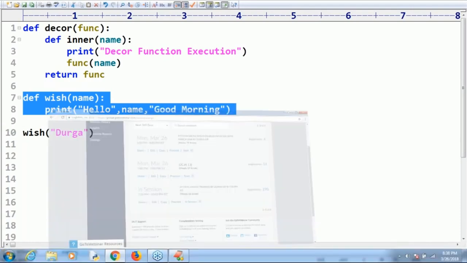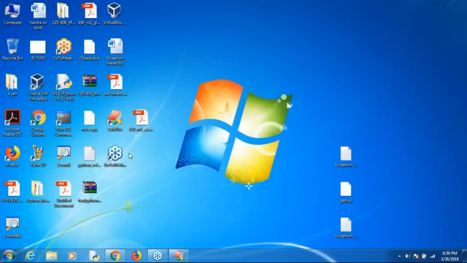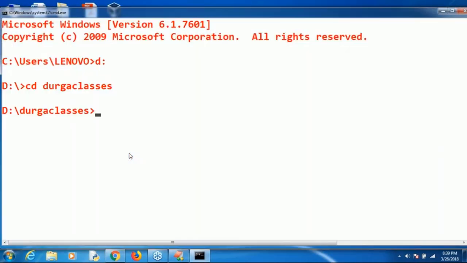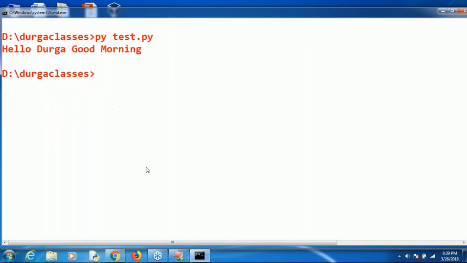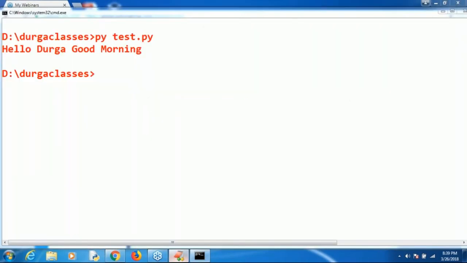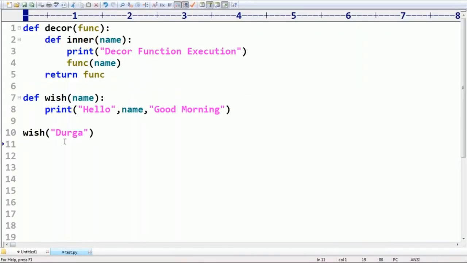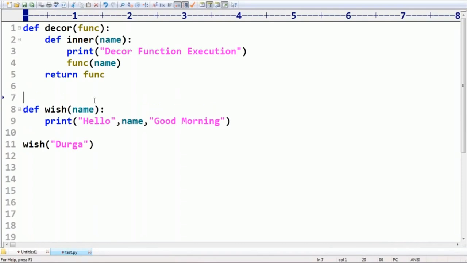Let me take this example, sir. Now py test.py. Are you getting hello Durga, good morning? Now my requirement here, sir, can you please execute the decorator? I want to give the link. Anyone, can you please guide, sir, how you can do it? At the rate decor. Are you getting at the rate decor?